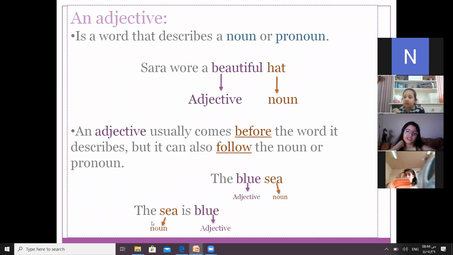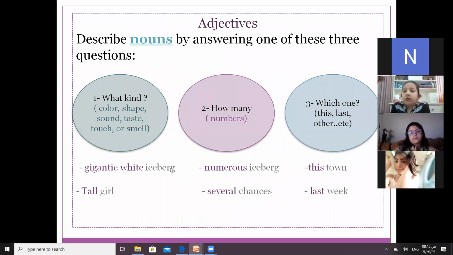Now, the sea is blue. We are describing here the sea. The sea is the noun. We are describing that the sea is blue. Blue is the adjective here, and blue came after the noun.